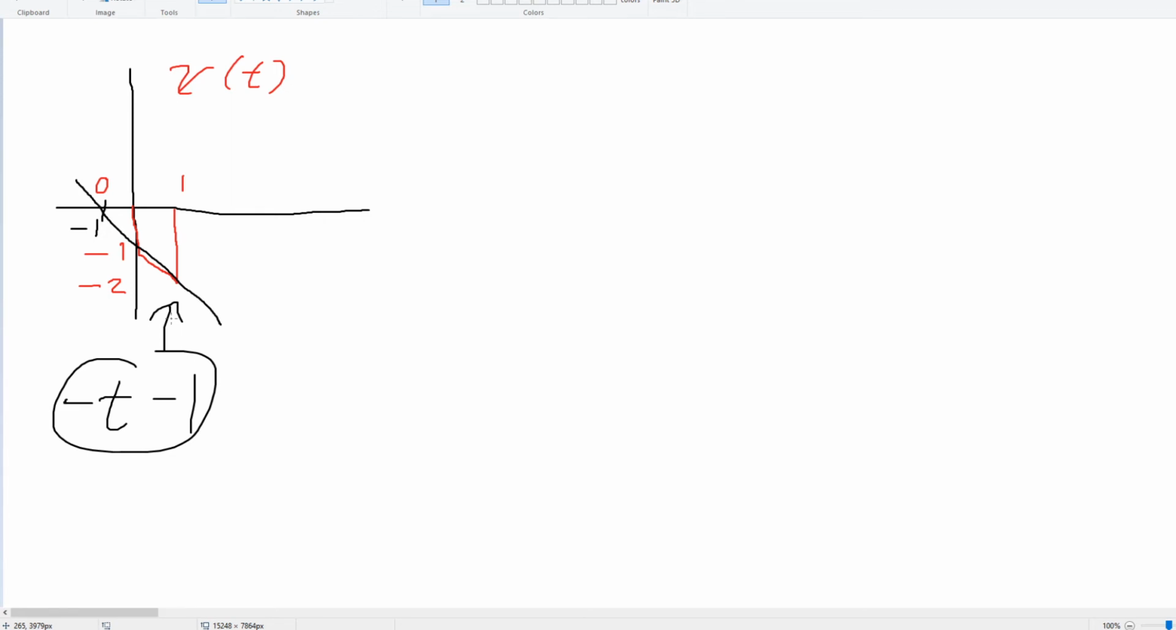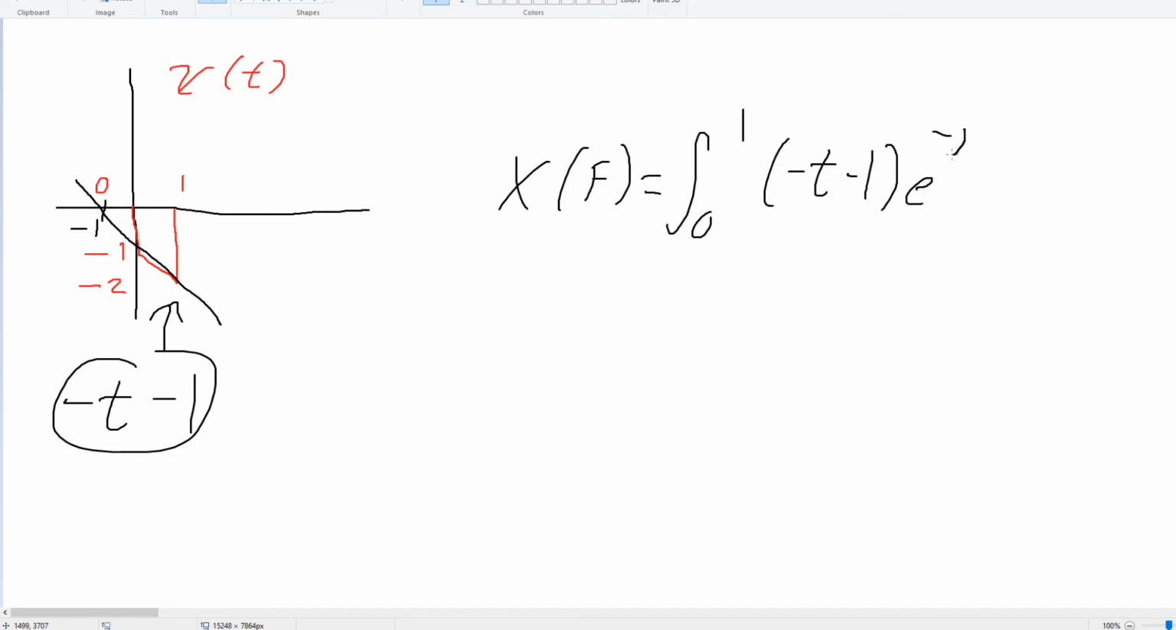When you have this type of problem, you might see something like this. X of f is equal to the integral from 0 to 1, so that stays the same. But you might see negative t minus 1 times e to the negative j 2 pi f t dt. And you might be thinking, oh my god, we don't know how to integrate negative t minus 1 times a value of e, right? And you might panic. You might get scared on the quiz, and you might even skip over it completely.